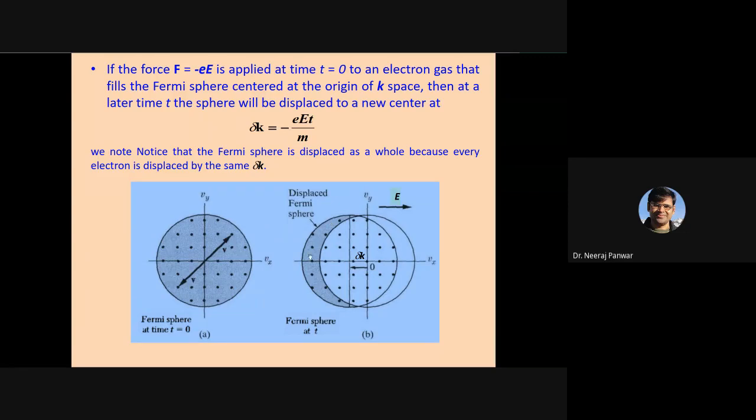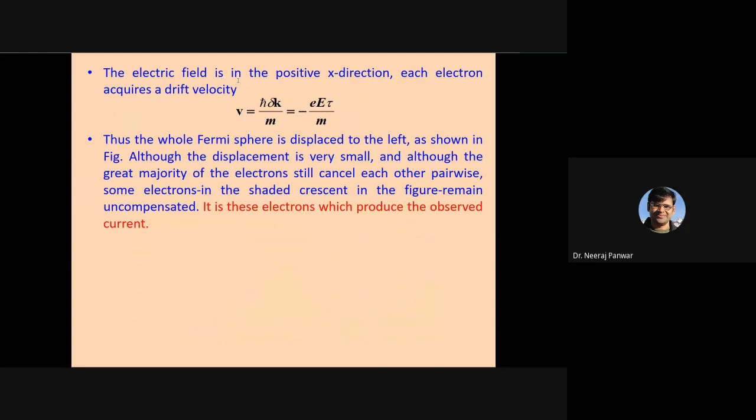Therefore, only these electrons will give rise to current, and with the application of an electric field, we are going to get current in the metal because these electrons remain uncompensated. The electric field is in the positive x direction.